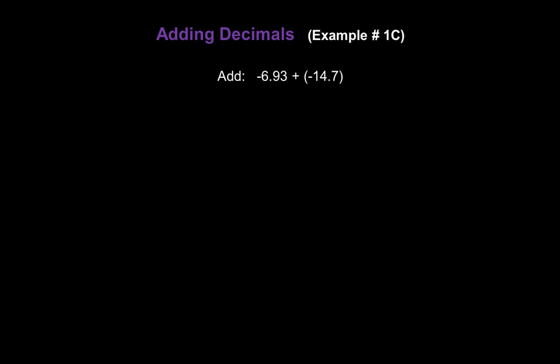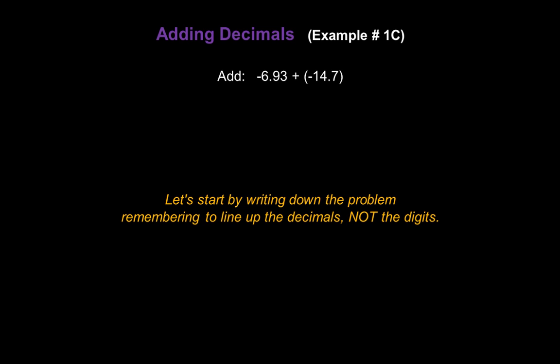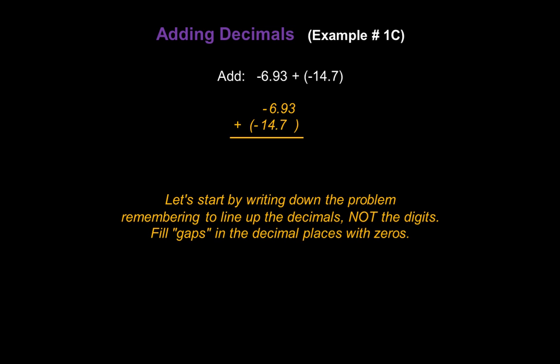Now let's add two negative numbers together: negative 6.93 and negative 14.7. Again, start by writing down the problem, remembering to line up the decimals and not the digits. So it should look like this: negative 6.93 plus a negative 14.7. Now we're going to fill gaps in the decimal places with zeros. We only have one gap. It's right after the 7 in the 14.7, so we'll put a 0 in there.